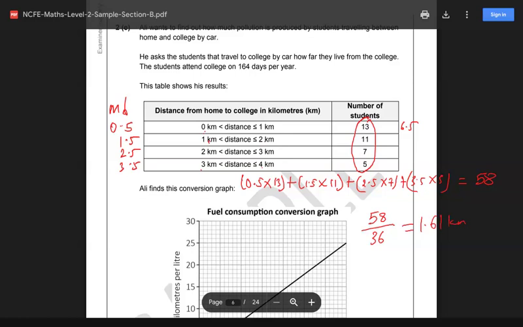And they told you that they do it for 164 days in a year. And they're going to travel what? To and fro. So 164 days in a year, that gives you 1.61 times 164, and because it's going to go to and fro, times 2, that gives you 528.42.